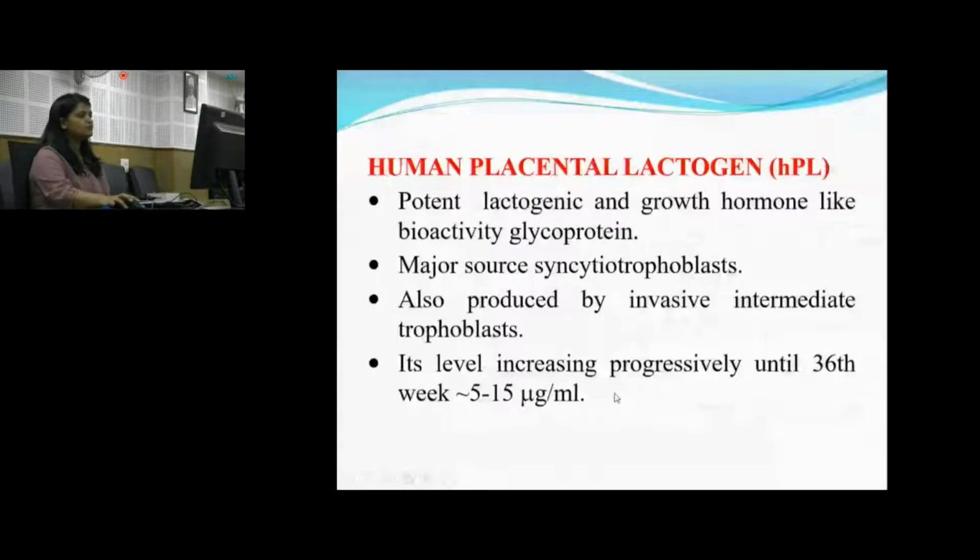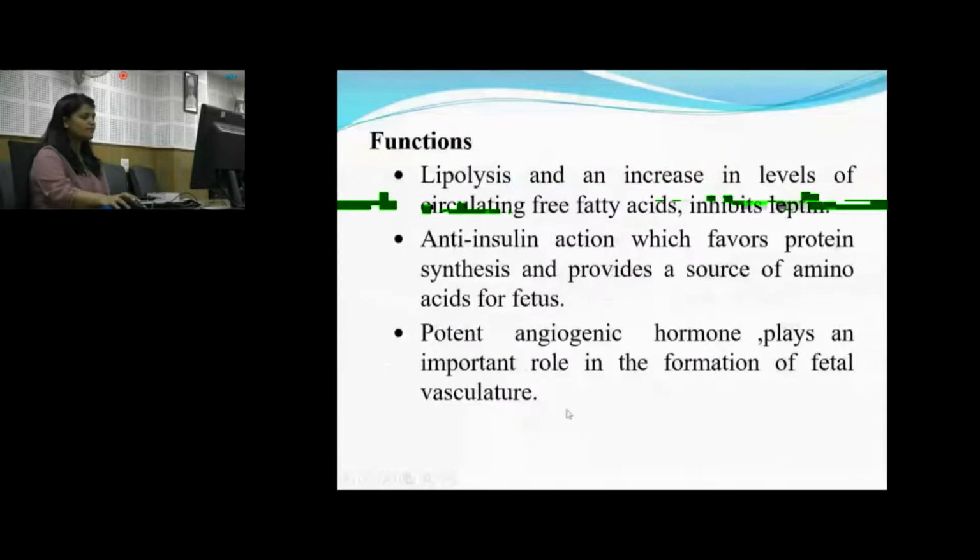Now coming on to human placental lactogen, a glycoprotein with potent lactogenic and growth hormone-like bioactivity. The major source is syncytial trophoblasts. It is also produced by invasive intermediate trophoblasts. Its level increases progressively until the 36th week, where it reaches around 5 to 15 microgram per ml. What are the functions of HPL? It causes lipolysis, and this increases the levels of circulating free fatty acids, and inhibits leptin. It also has a very potent anti-insulin action, which favors protein synthesis and provides a source of amino acids for the fetus. It is also a potent angiogenic hormone, which plays an important role in the formation of fetal vasculature.